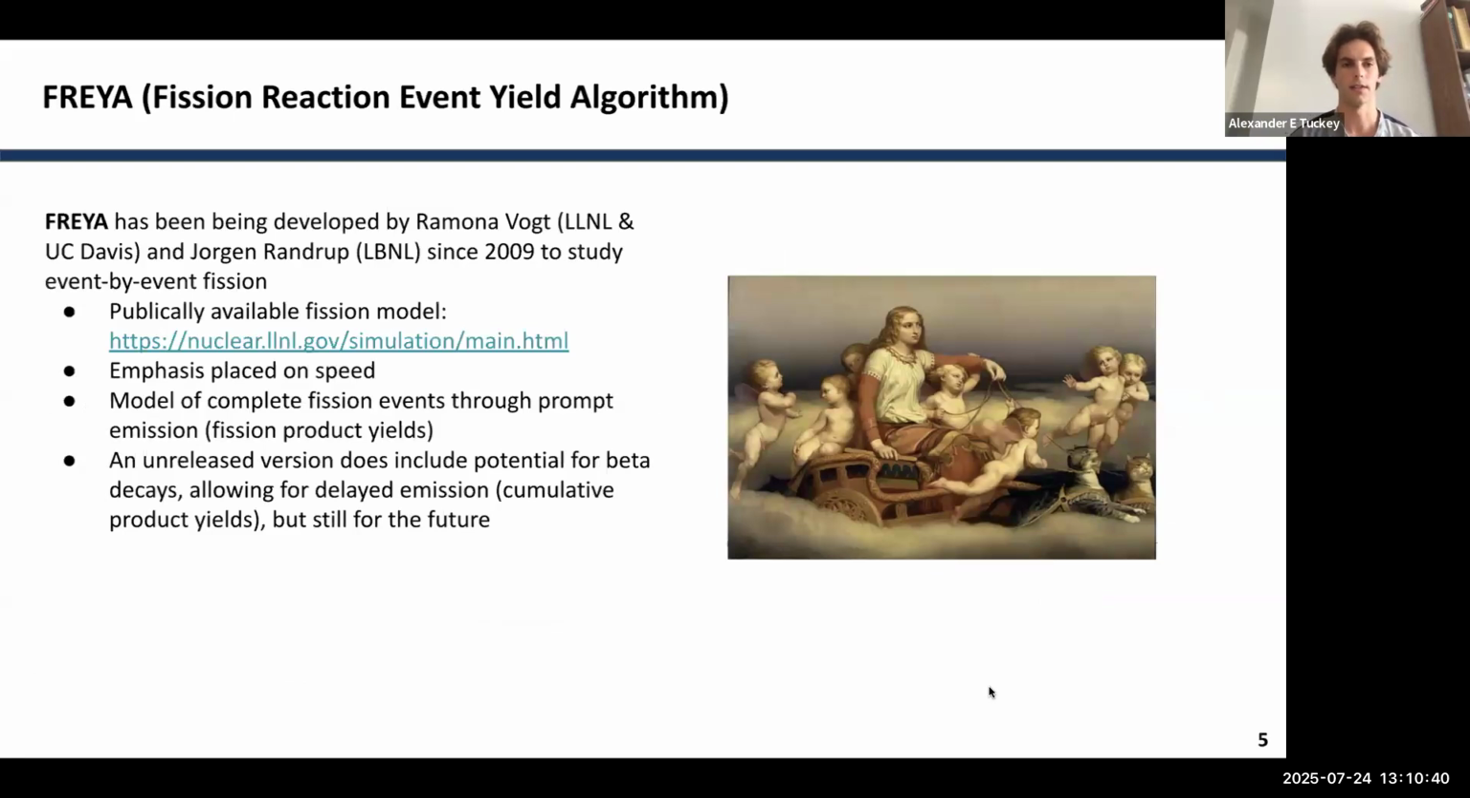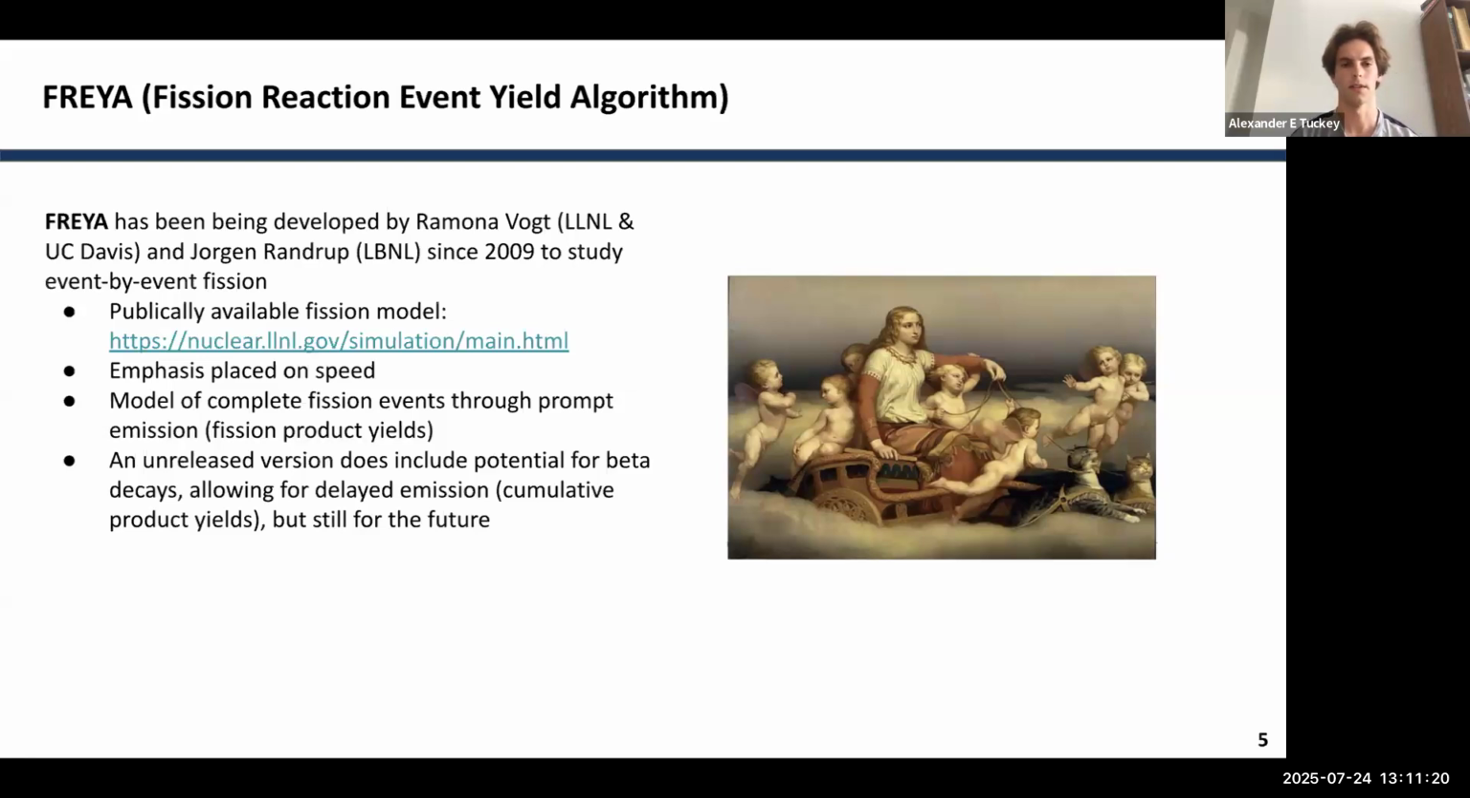Okay, so now I can introduce the fission model FREYA that I work with. FREYA stands for the Fission Reaction Event Yield Algorithm, and it's been developed by Ramona Vogt at Lawrence Livermore National Lab, UC Davis, and Jørgen Randrup at Lawrence Berkeley National Lab to study event-by-event fission. This is a publicly available fission model. I'll go ahead and post the link to the source code and documentation at the end of this lecture, so you can give it a try for yourself afterwards.